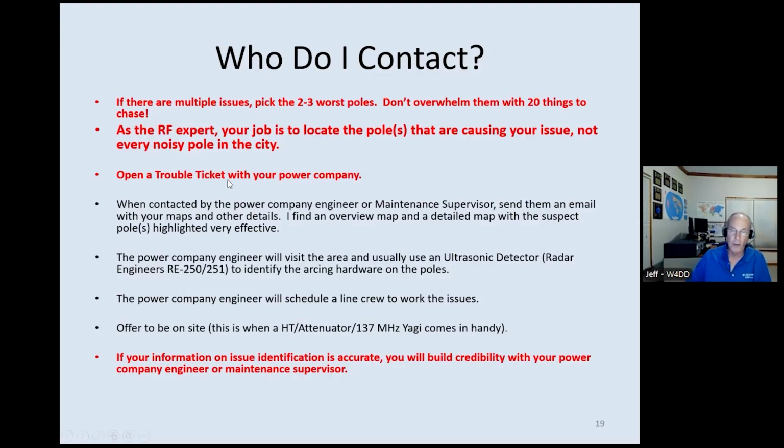So you'll have to open a trouble ticket. Sometimes that's easy, sometimes hard, depending on how familiar the service rep is with this kind of problem. Your objective is to get either the engineer or the maintenance supervisor to give you a call. And then you say, I have some information. I can send you the information in an email. It'll show what pole I suspect is the problem. I've usually had no problem getting an email address and a phone number from somebody.